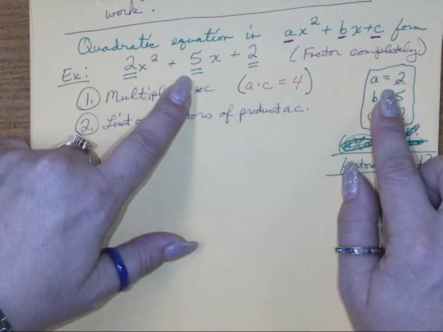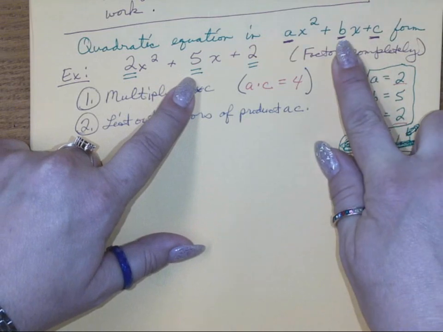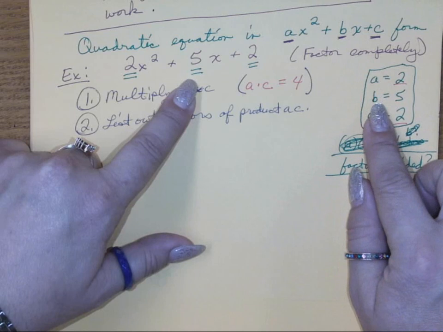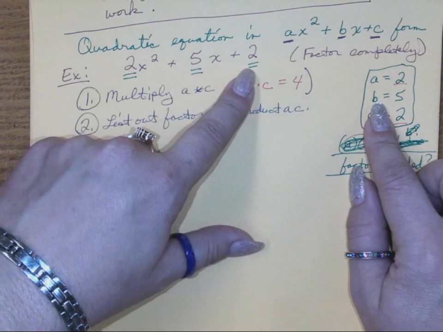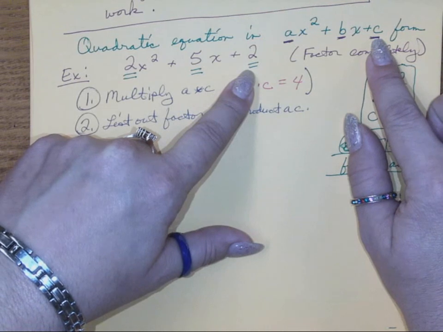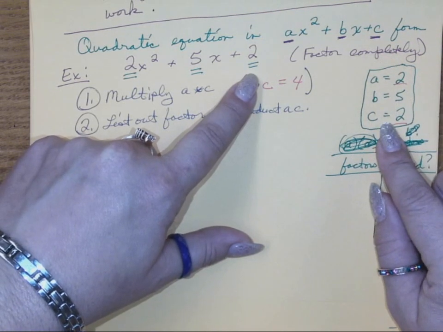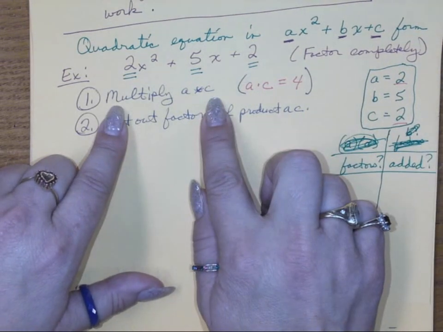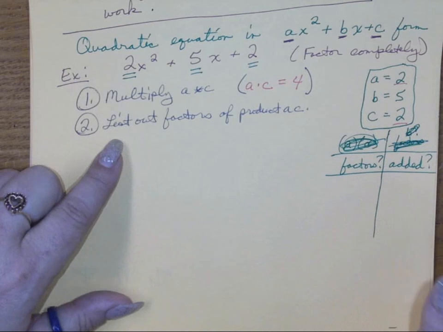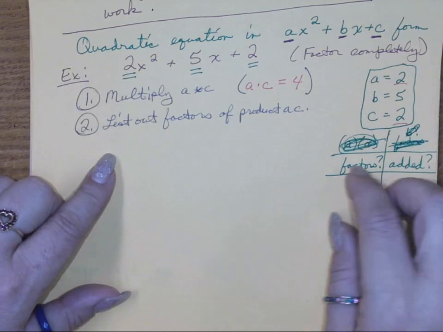Okay. The number in front of my x, that's going to be my b. So b is 5. So I've got that written down here. And then the number that doesn't have any x's attached to it, it's just a constant number sitting out in the back. That's my c. So c equals 2. Okay. So first step is multiply a times c. A times c for me is 2 times 2. So that's 4, right?